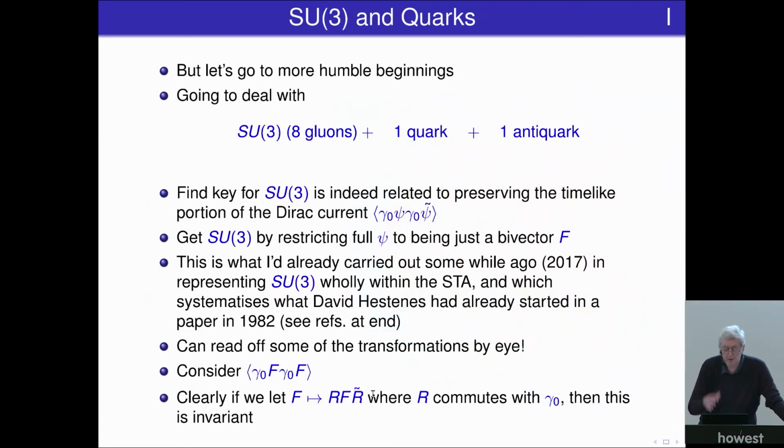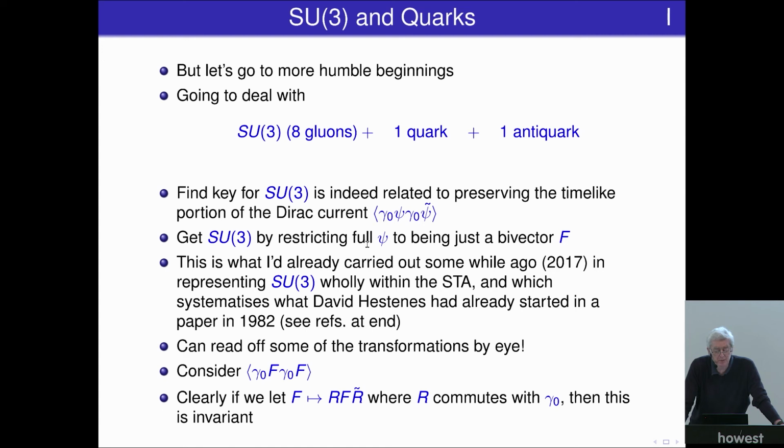Okay, for this final bit, we're going to stick with much more humble things. We're going to deal with SU3, which has 8 gluons, 1 quark and 1 antiquark, and we're going to understand how we get this in terms of G2. And it's just going to be what we said. We're going to use something that preserves the time-like portion of the Dirac current, because we have to preserve the octonionic norm. That's the same as preserving the time-like component here.